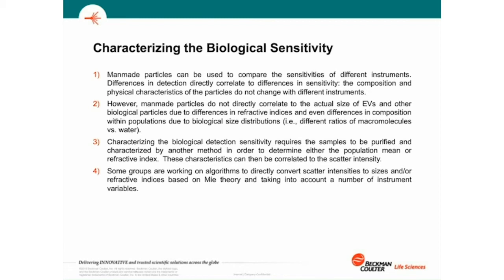So within a population of extracellular vesicles, you may have a whole series of refractive indices due to different concentration ratios of macromolecules versus water. Characterizing the biological detection sensitivity requires the samples to first be purified and analyzed by an alternate means, such as dynamic light scatter or nanoparticle track analysis, in order to first determine the mean size or refractive index. And then these characteristics can be correlated to the scatter intensity.